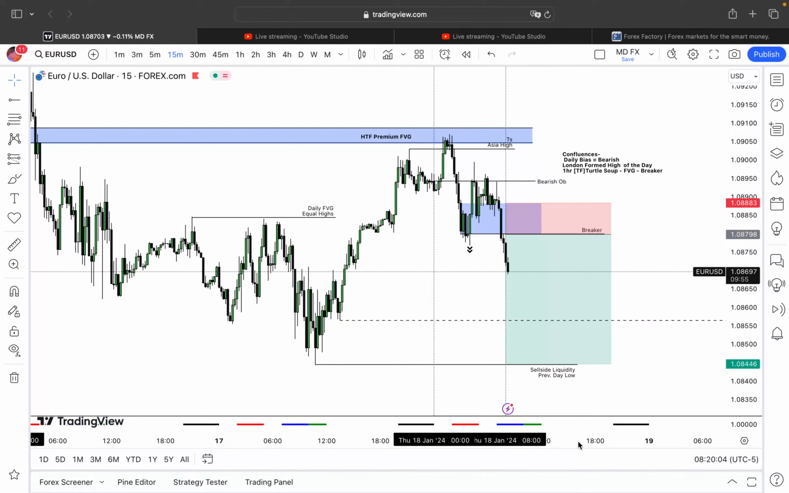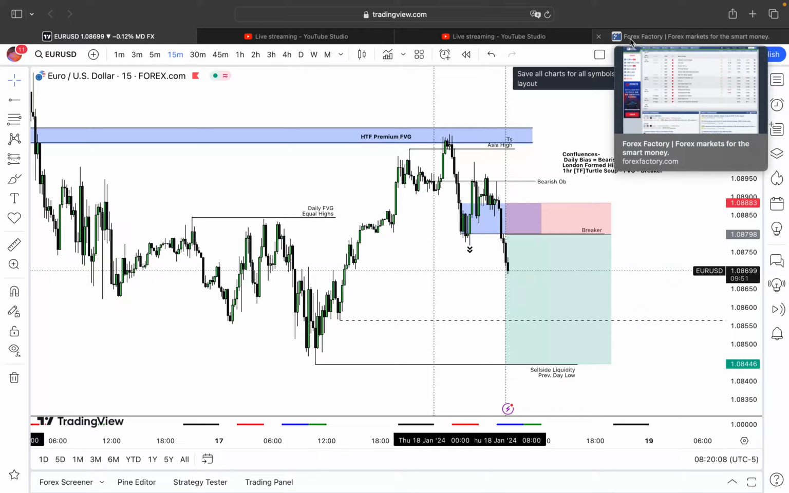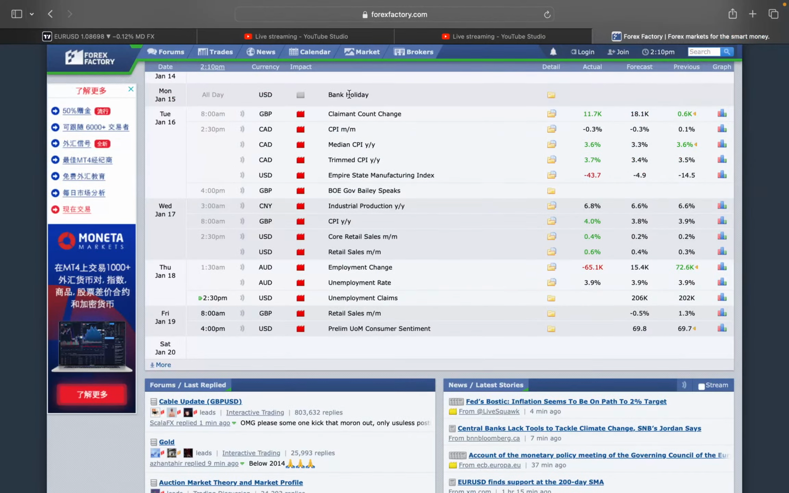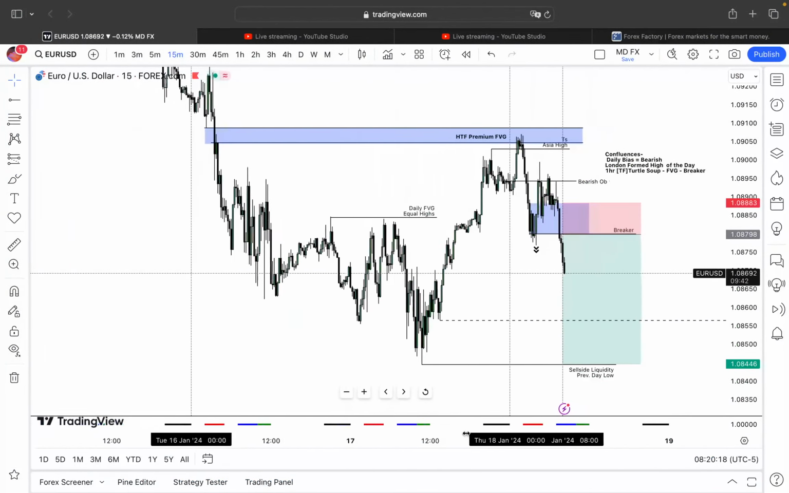Ten minutes to the news release. I wonder if it's going to activate before it spikes downwards. If it hits TP, then I'm going to invalidate the trade idea because I don't have any drawn liquidity to trade towards anymore.